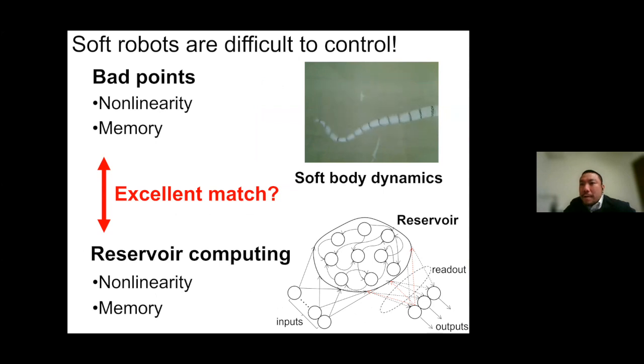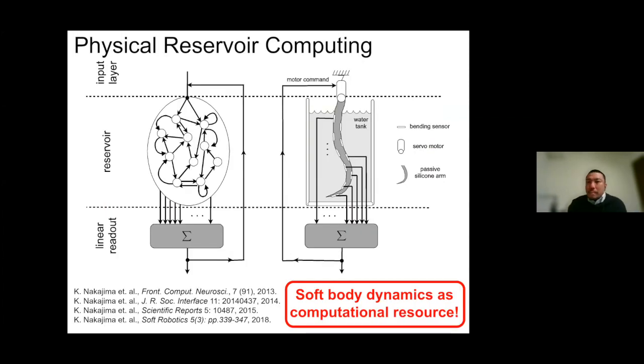And as I explained earlier, in the reservoir computing framework, these properties are a good property that increases the computational power of the system. So the bad point of soft robot control is a good point of the reservoir computing system. Then what about this kind of idea? Let's just directly use this diverse body dynamics of a soft robotic arm as a reservoir. And this is an example of physical reservoir computing.